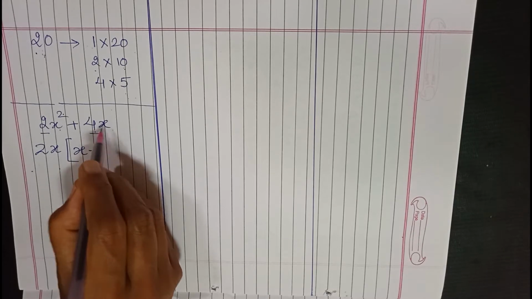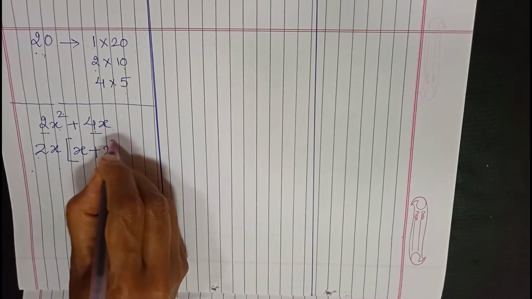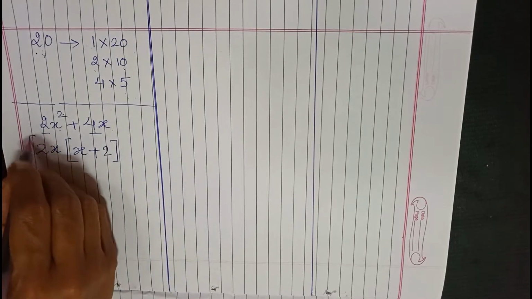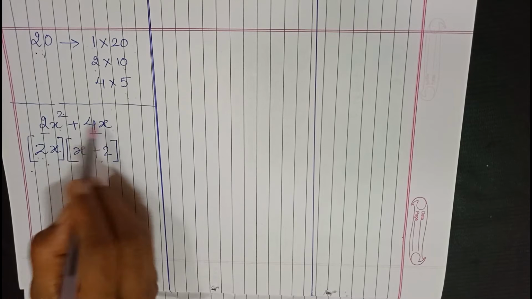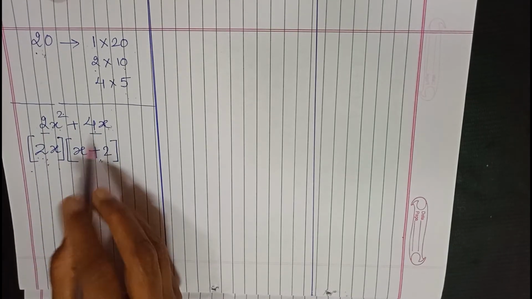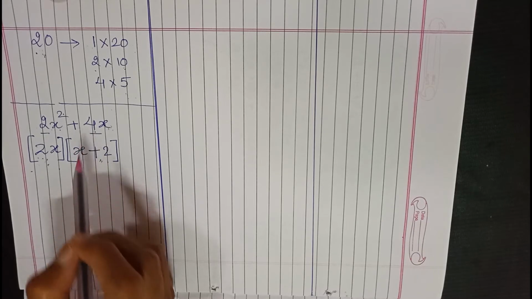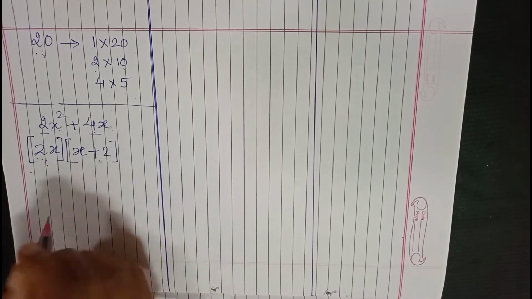And from this 4x, 1x is already out, and from 4, 2 is out. So what remains inside is only x plus 2. So you can see these are the two factors which when multiplied will give me my original binomial. So 2x and x plus 2 become the factors of this algebraic expression. So these are some methods which we have done in the lower classes.